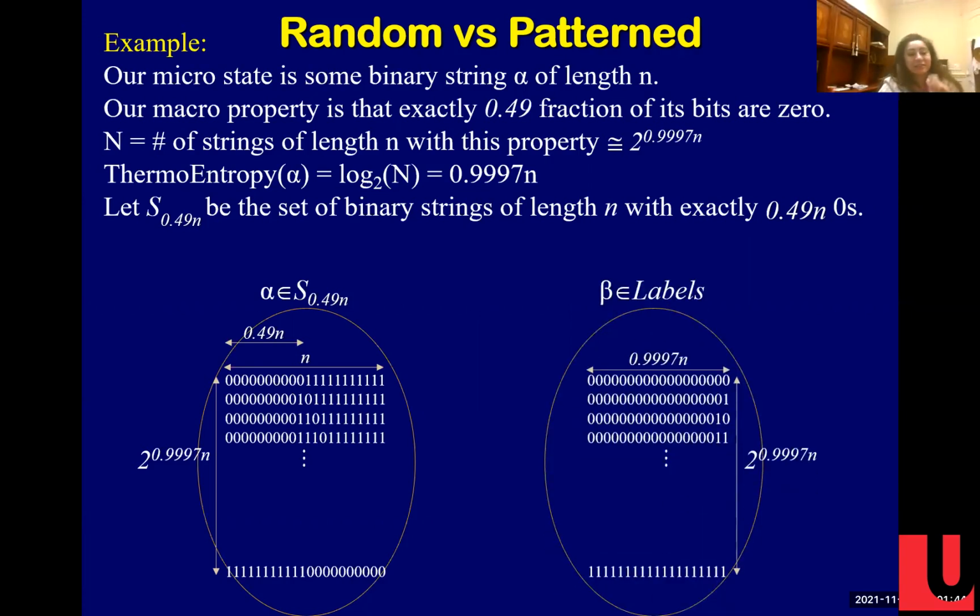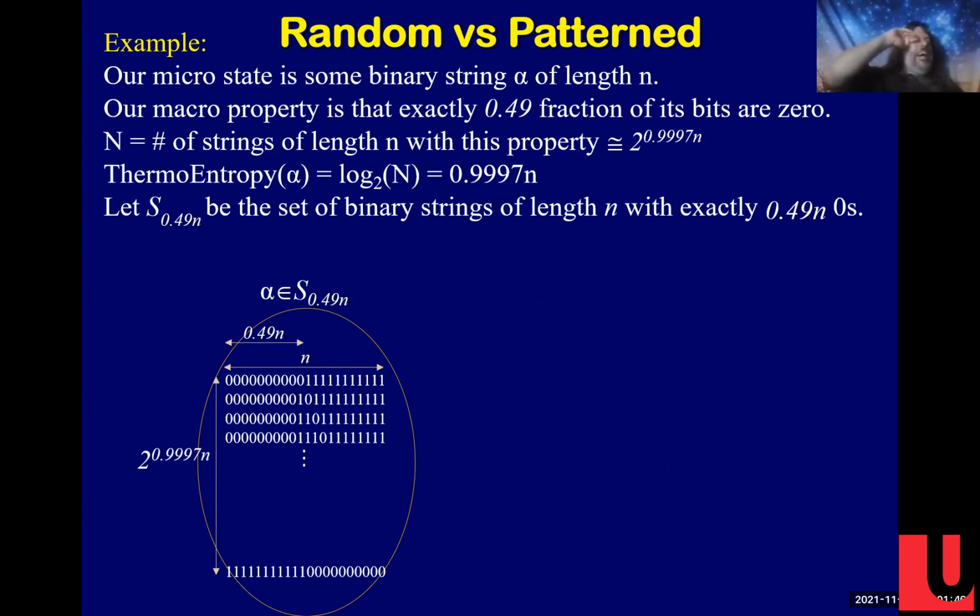Okay, thanks. All right, so now let's understand this a little bit better. I've listed all binary strings with n bits that have exactly 0.49n zeros. That's my set S, and there's this many of them.